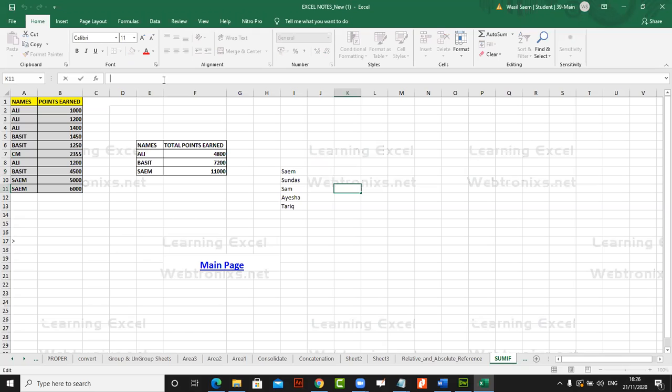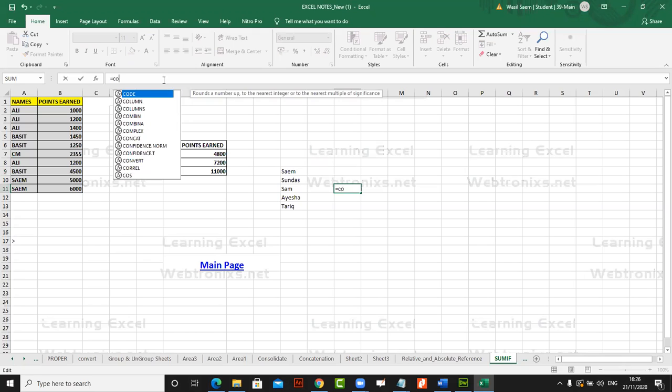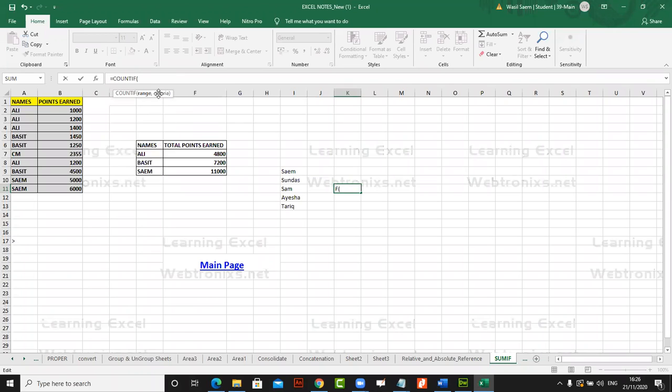No problem. Here you go. I can use COUNTIF, range, that's my range, and comma, and inside double quotes I would write S star. The same thing we use in Access as well. So S star means beginning with S. There are three that begin with S.